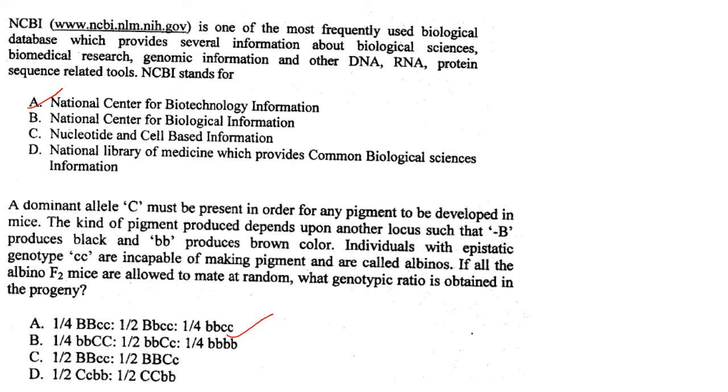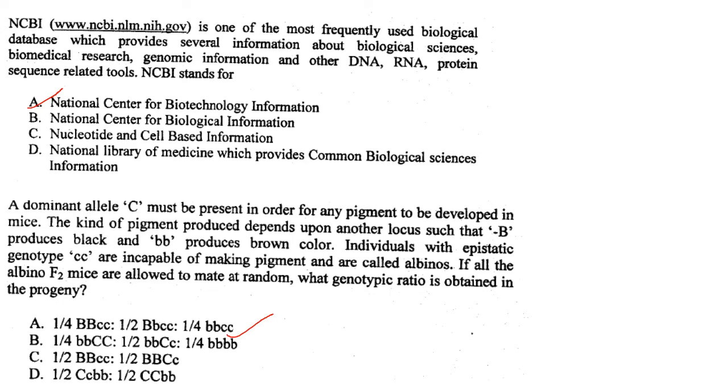So once you mate the F2 mice, that is all albino F2 mice, albino means they will be having only small c, capital C will not be present. So the progeny also will be carrying only the small c, and no capital C will be carried by the progenies of a cross between the albinos. So various albino F2 mice are allowed to mate at random. What genotypic ratio is obtained in the progeny?